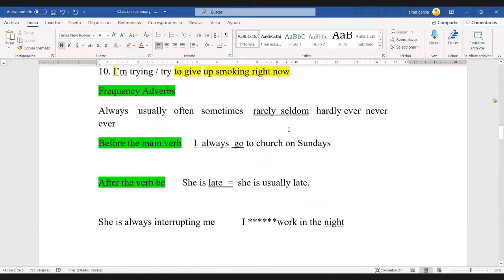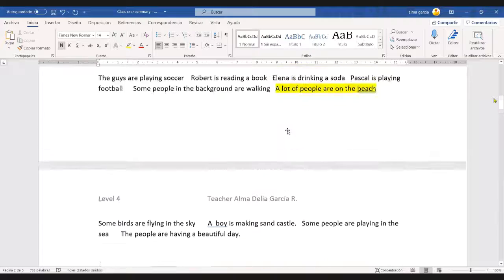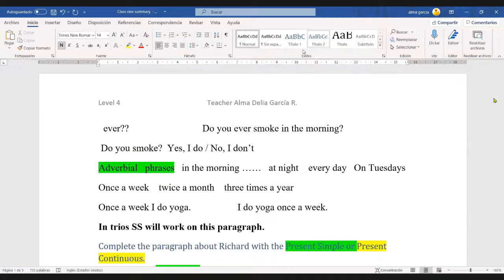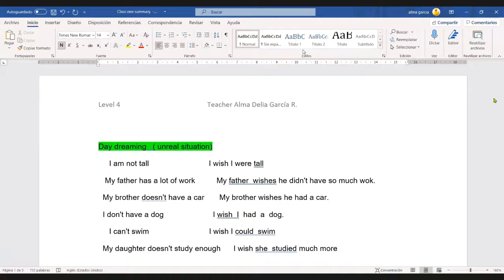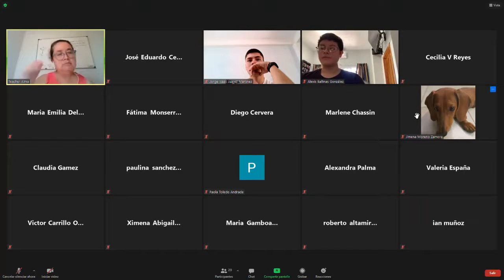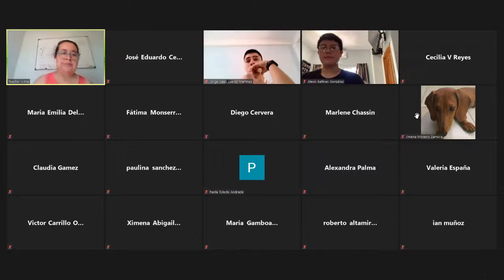This summary that you are visualizing here is a summary corresponding to class 1, and you will find it on Bright Space. I am still preparing the summary of class 2, which is yesterday. I know that yesterday we didn't have classes, but I will be adapting the program so we can cover what we should have seen yesterday. And today, well, it will be summary class 3 today.